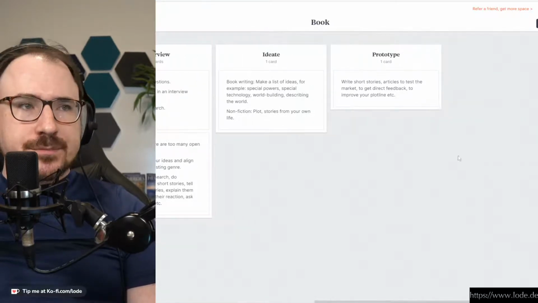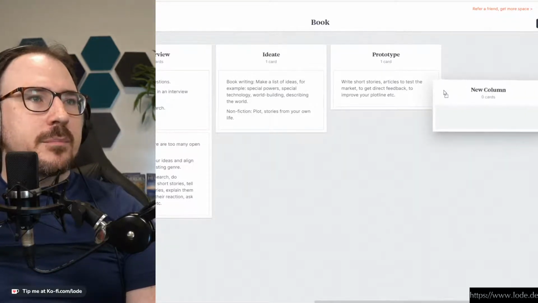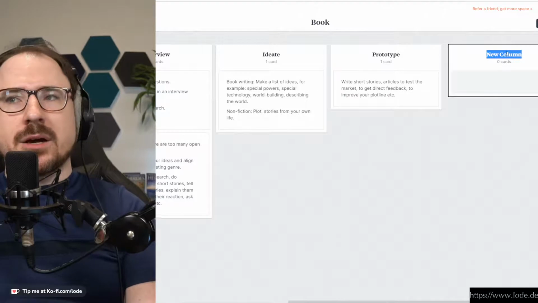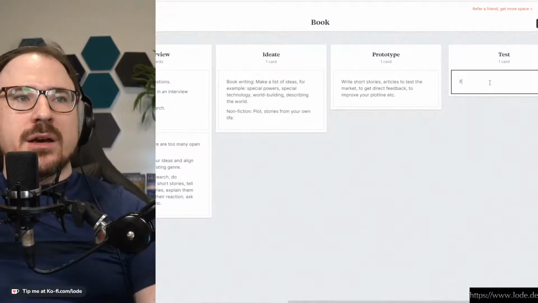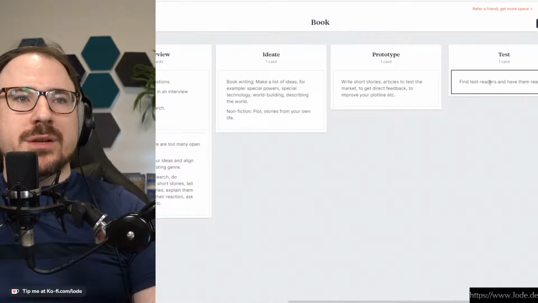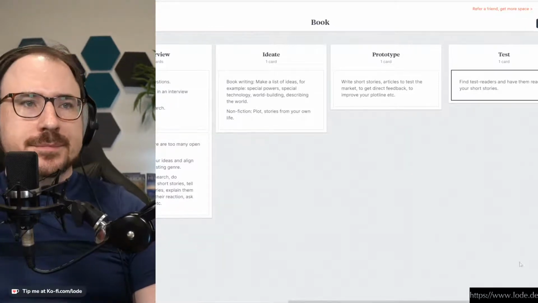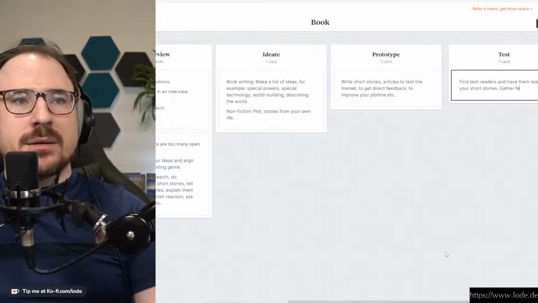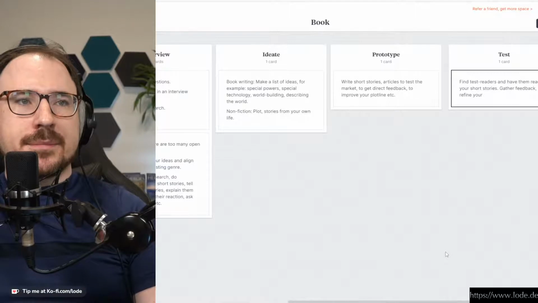So in the diagram, of course, they put it as another column. So you actually run a test. So you find test readers and have them read your story and gather feedback and refine your ideas, etc.